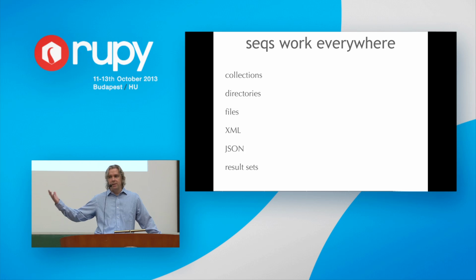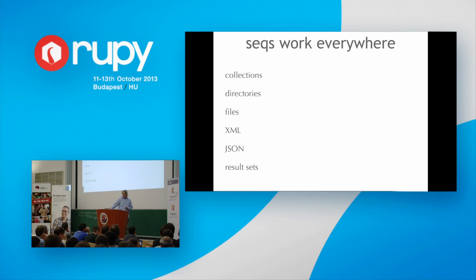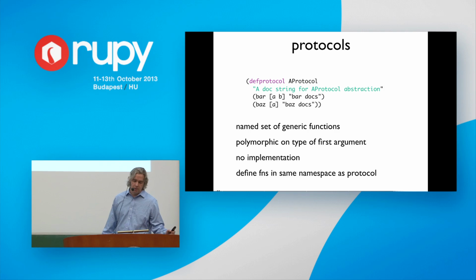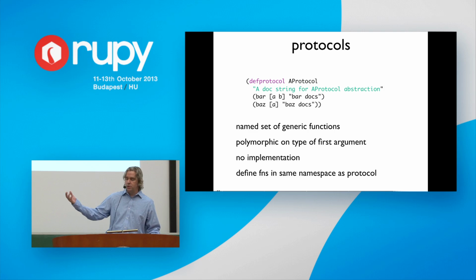But with immutable things like Seqs, I can take small subsystems that I know to work and create bigger systems out of them. So the fifth idea in Clojure that I want to talk about is protocols. The idea behind protocols is that they are a named set of generic functions. This is the path to polymorphism. So you define a protocol, it has some named functions here. Bar takes 2 args, baz takes 1 arg.